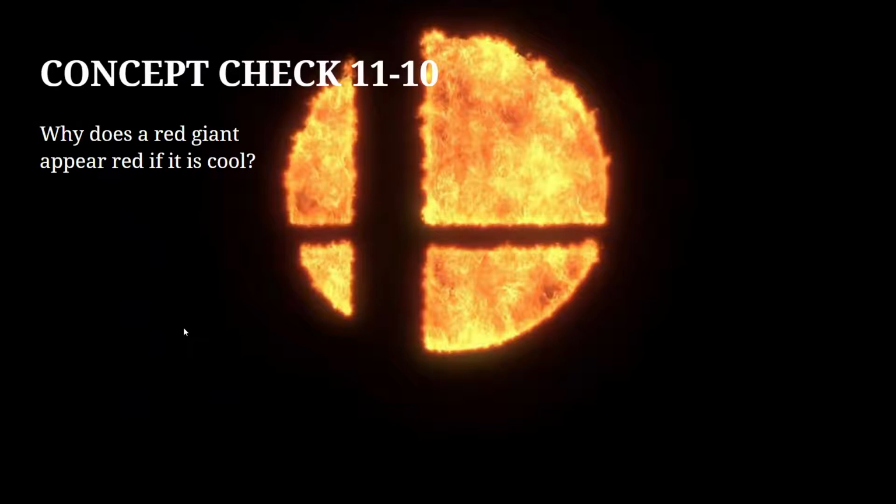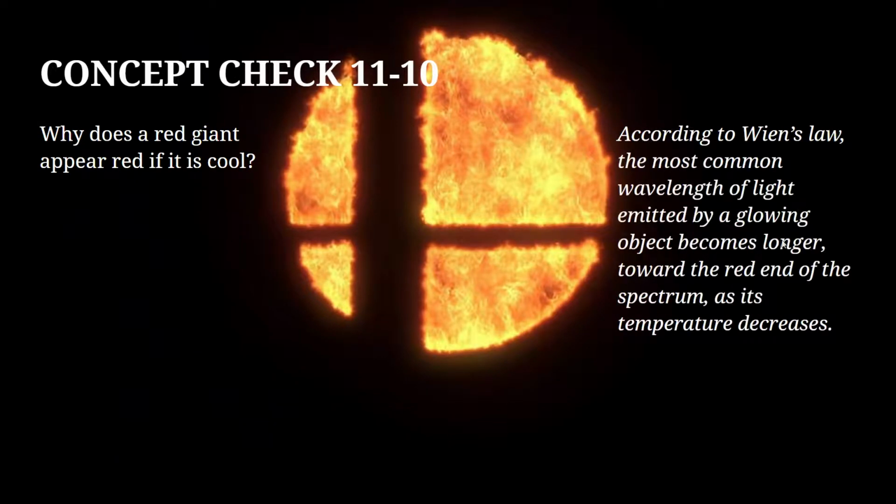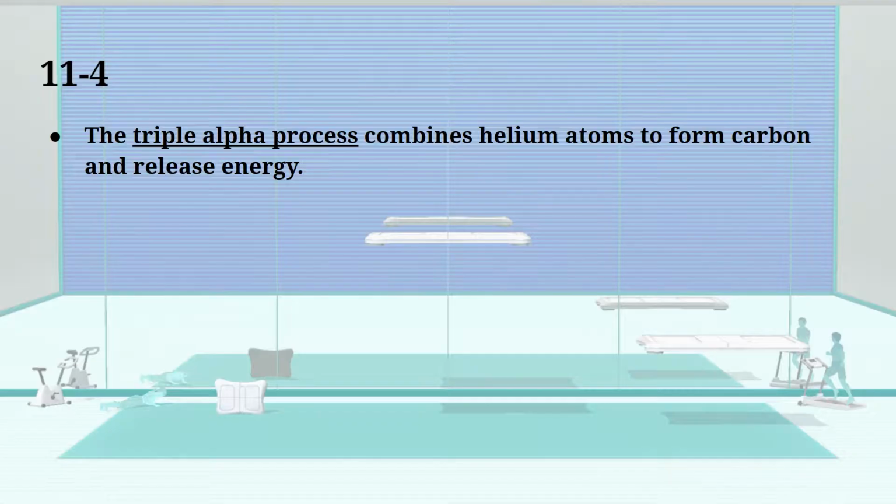So then why does a red giant appear red if it's cool? Well, we know that the more red something is, the cooler it is when compared to like the color yellow or orange or blue. The more red it is, the temperature is decreasing.